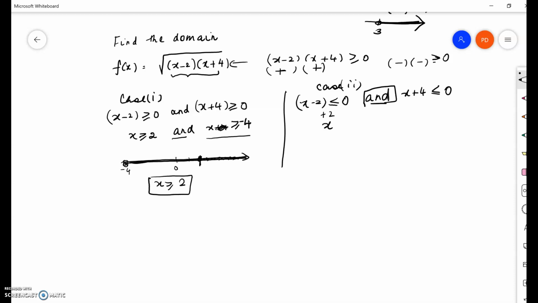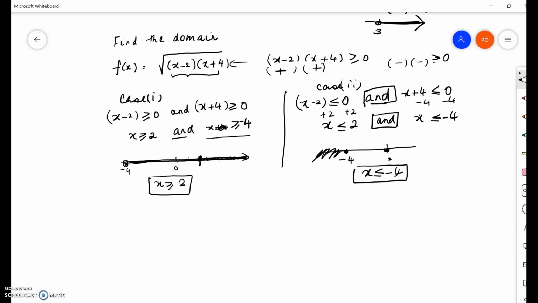So when we solve this by adding 2 on both sides, we get x less than or equal to 2. And by subtracting 4 on both sides, we get x less than or equal to negative 4. So x has to be less than or equal to 2 and less than or equal to negative 4. So if a number x is less than or equal to negative 4, it's to the left of negative 4, in which case it will be less than or equal to 2. So we can replace the two inequalities with x less than or equal to negative 4.